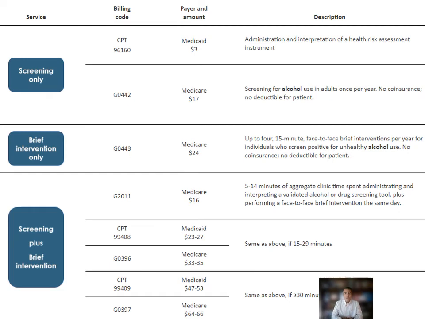Here are some other codes broken down based on the specific parts of SBIRT. So you have a screening only code. No one's going to get rich on this, but remember, that annual screening takes mere seconds to complete, and Medicaid will pay $3 for that. So if you're integrating those things into your practice, all those dollars add up.